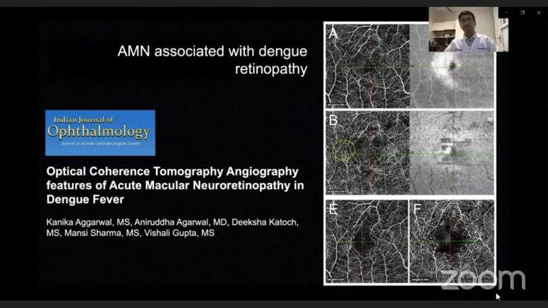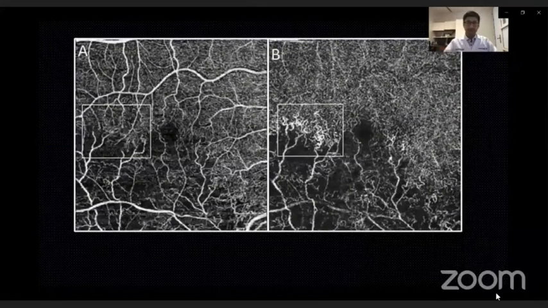And just to reiterate, it is very different from PAM that we described earlier, because in AMN, you have the involvement of the ellipsoid and photoreceptor zones, which are not seen in PAM. But again, there could be an overlap between these two entities.